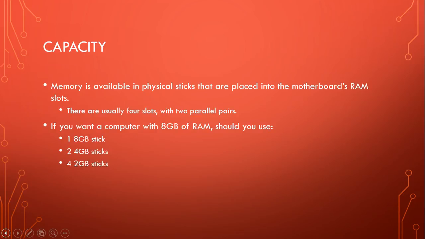If you want a computer with 8 gigs of RAM, you should use 1 8 gig stick, 2 4 gig sticks, or 4 2 gig sticks. Right, so those are your options. But which one is going to be the best option? Well, you never want to put just 1 stick in there, because if that memory stick goes bad, you're done. I mean, yes, you can put in 1 stick, but I'd rather say, if I'm going to put in 1 8 gig stick, I'm going to get a second 8 gig stick. Now I have 2 8 gigs, so I have 16.